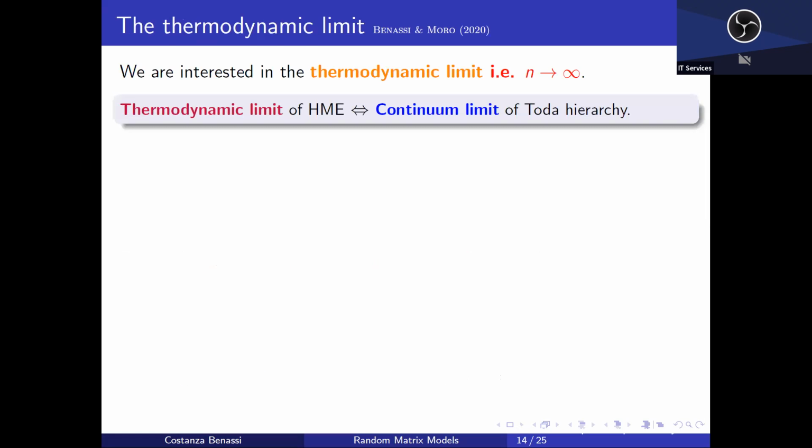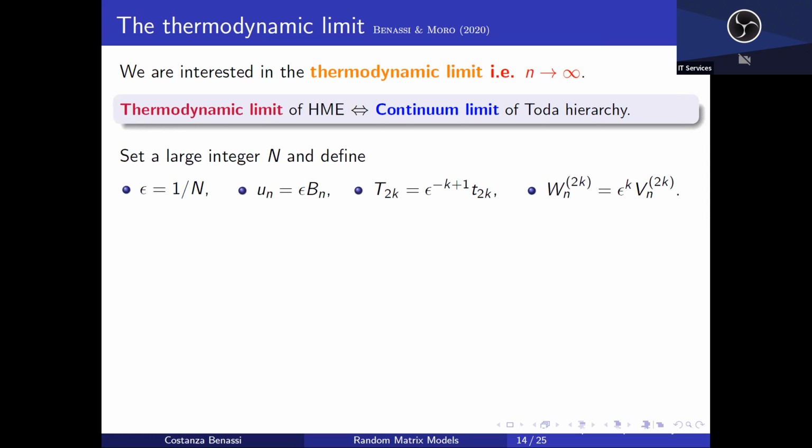But as I was mentioning, interesting things happen when we take the limit for n that goes to infinity. And specifically, what we have in mind is that the thermodynamic limit for the Hermitian matrix model would correspond to the continuum limit of the Toda hierarchy. So what I'm going to do is interpret the continuum limit of the Toda hierarchy as the thermodynamic limit of the HME. So how do we do that?